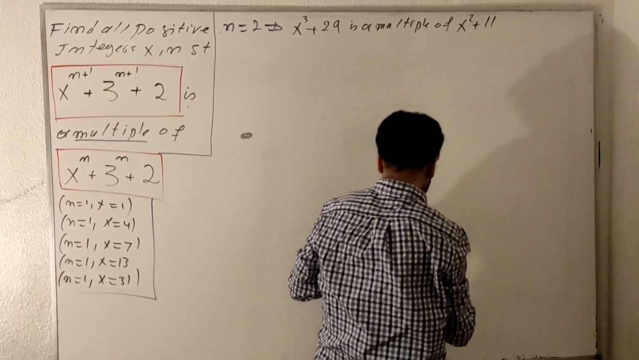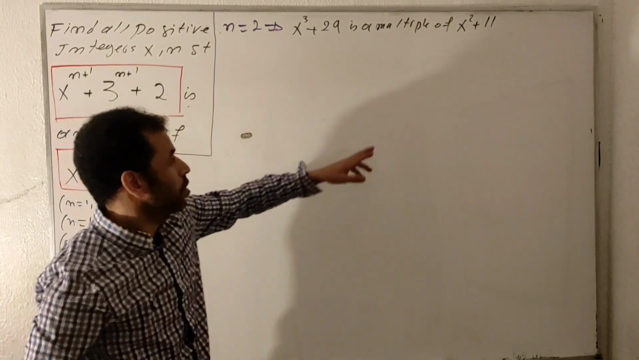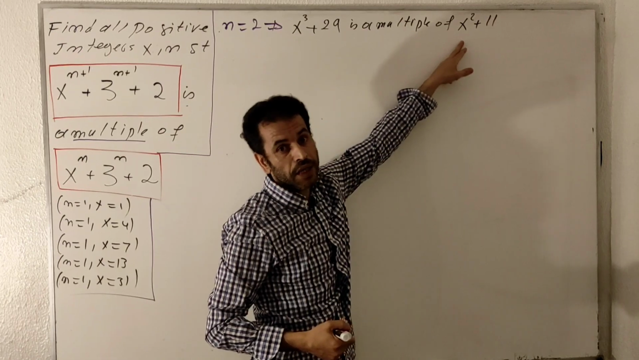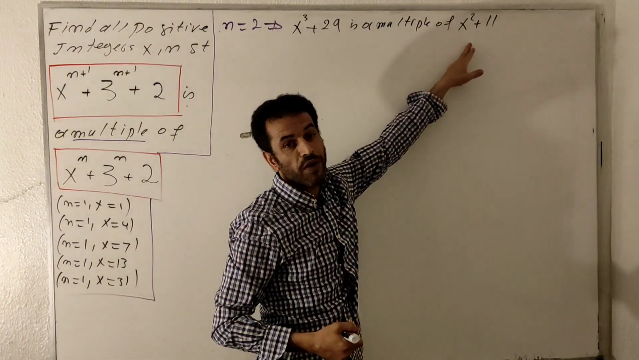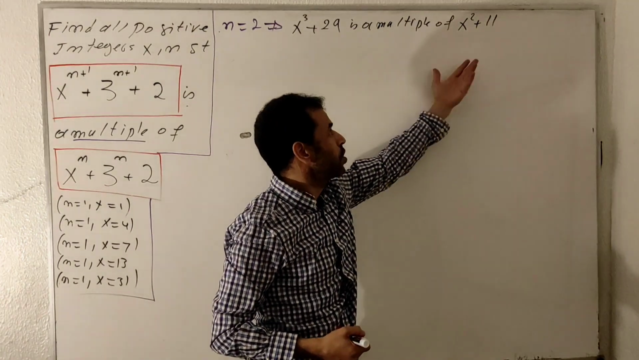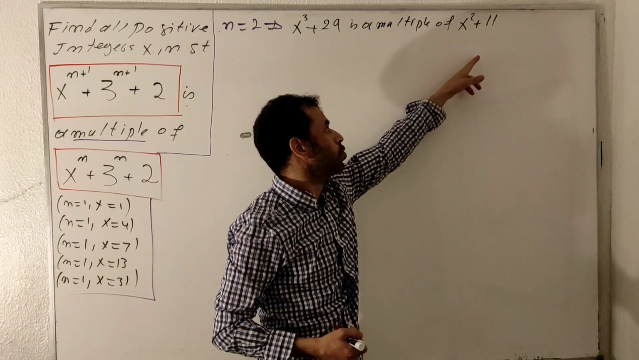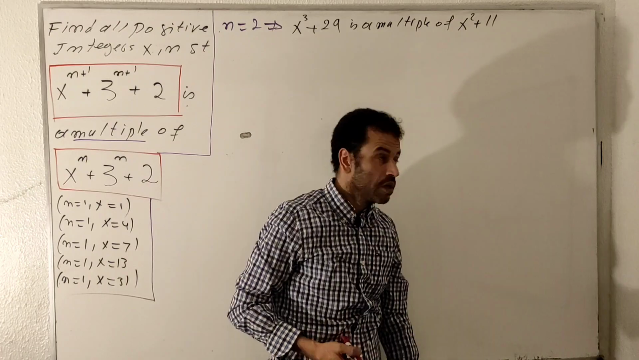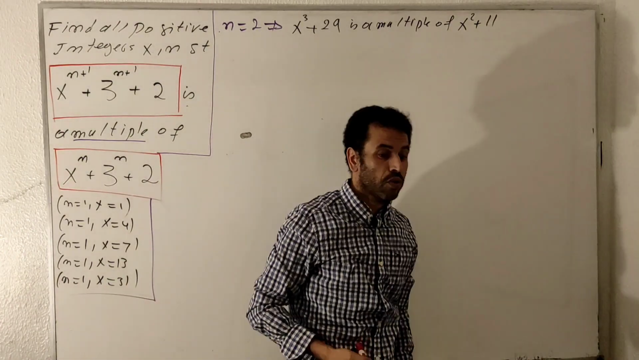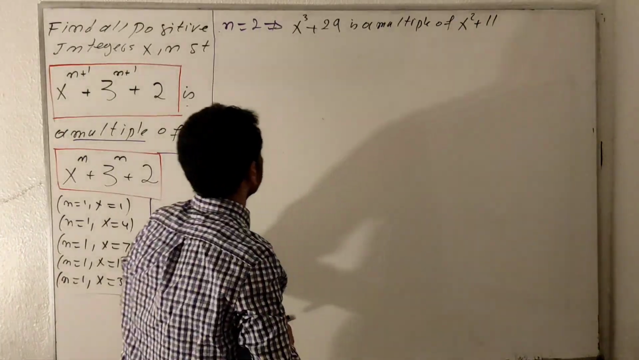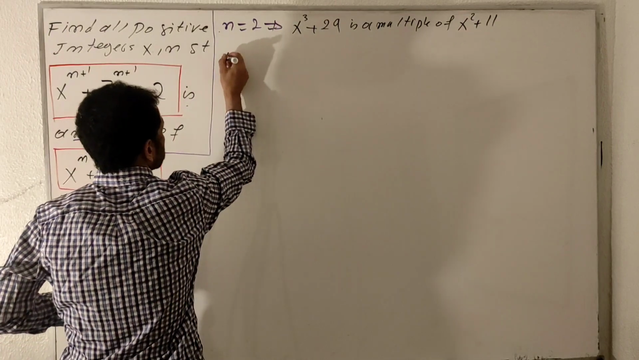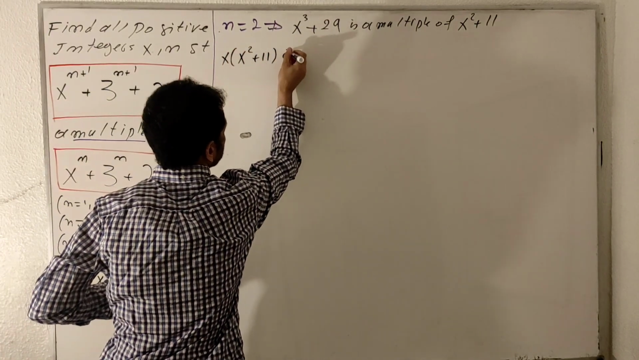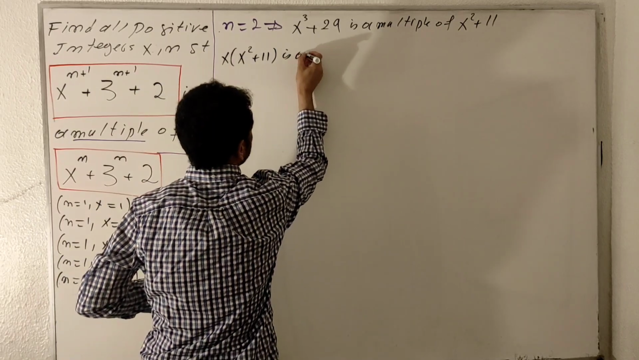So I'm going to use a little trick here. I'm going to multiply this term by x, so it becomes a multiple of x squared plus 11. We have x multiplied by x squared plus 11 is a multiple of x squared plus 11, because a multiple is always bigger than or equal to the divisor.